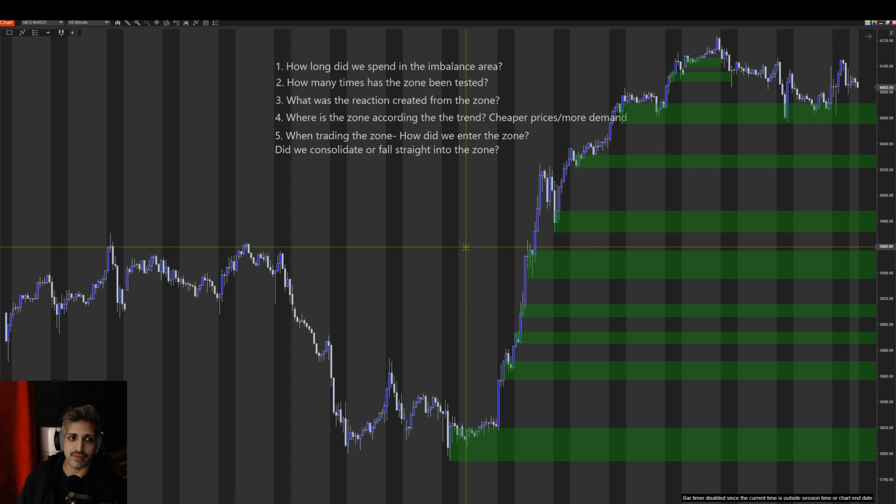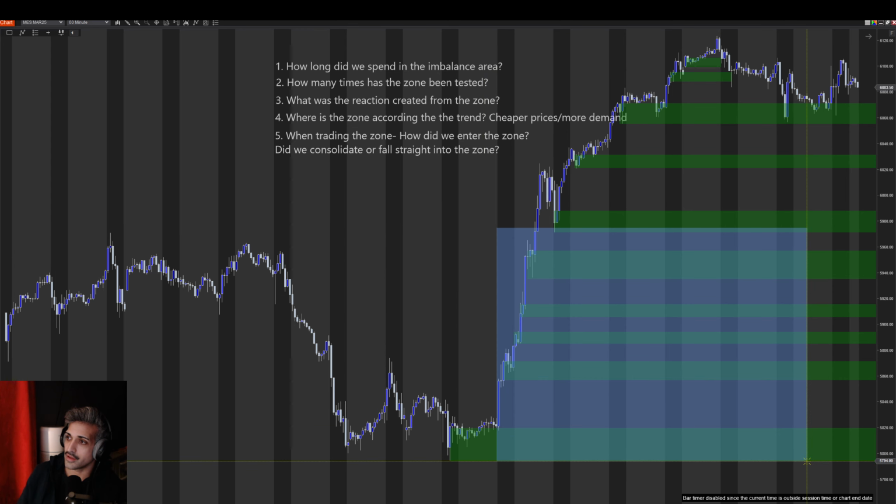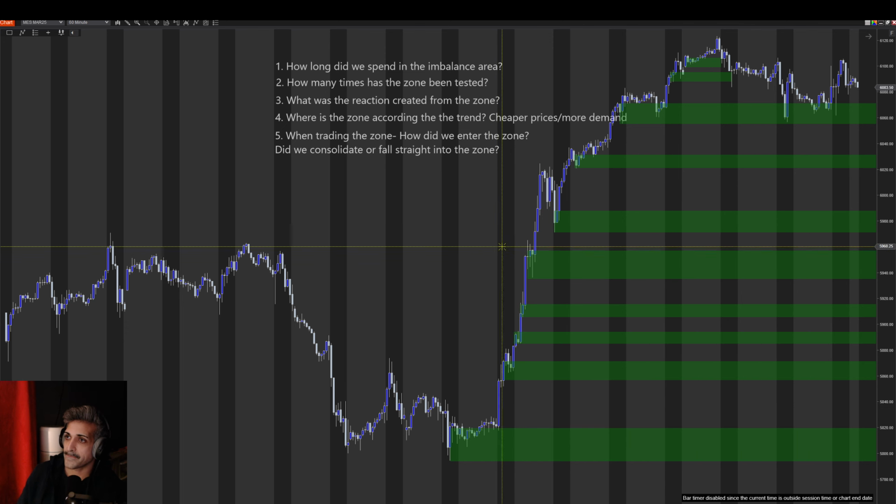That's why you'll see me reference in some videos, half back, 50% retracement, because I'm looking at the demand that is at the cheaper price. That's all that means. That just adds probability that that zone will work.